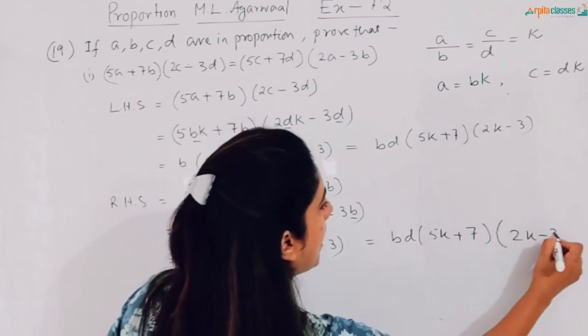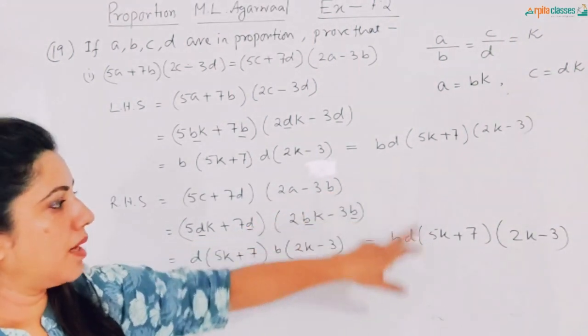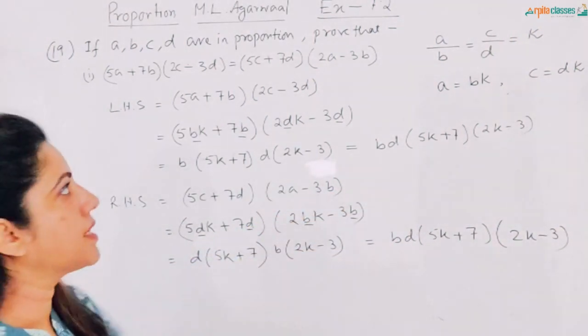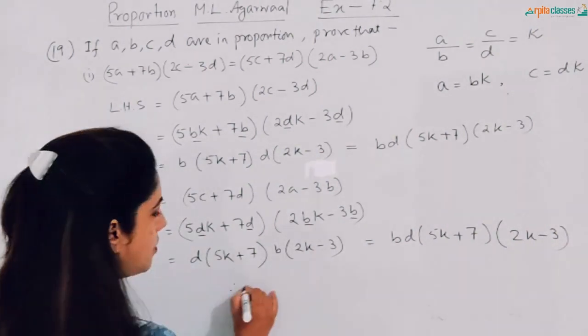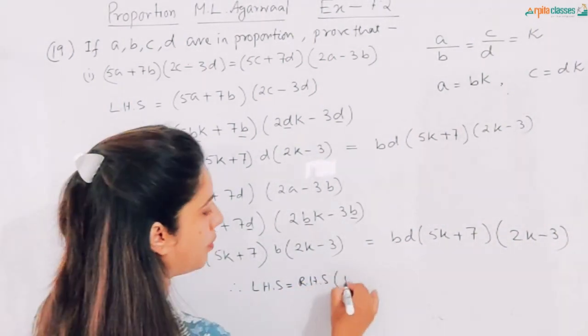Now if you look at the left hand side and right hand side, we got the same thing in the left hand side and right hand side. Therefore, you can write left hand side is equal to right hand side.